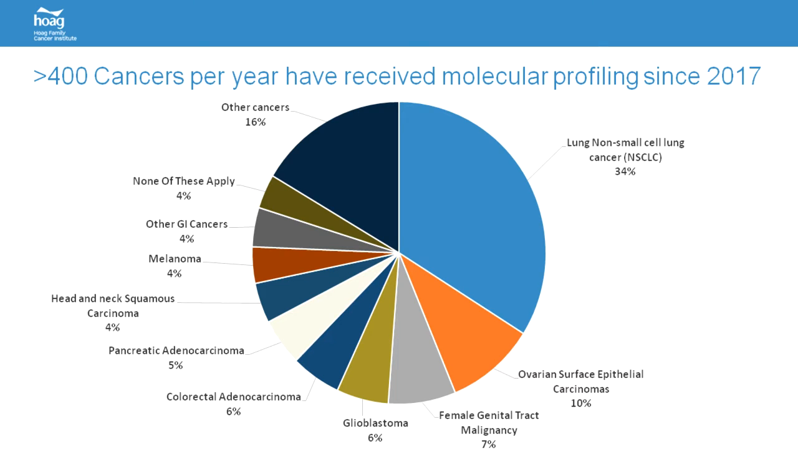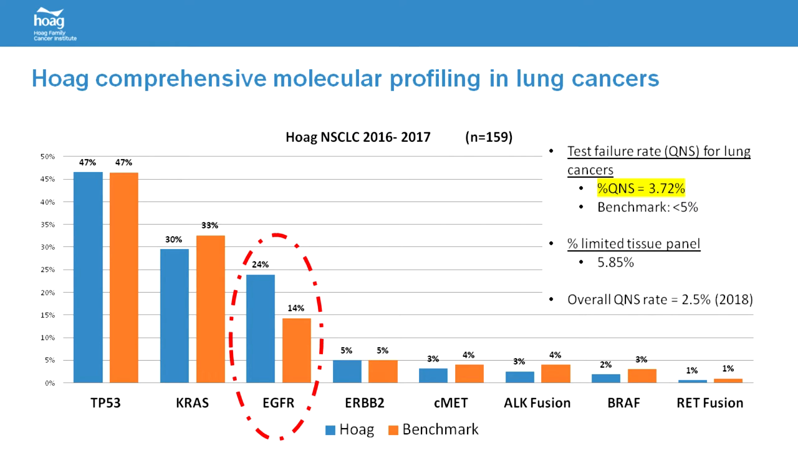As mentioned, we're doing a lot of reflex testing, but we also get a lot of other orders in for sequencing these cancers. 34% of them are lung cancers. The ovarian and other female genital tract cancers are second most common specific types, but we're also doing the colorectal cancers, pancreatic adenocarcinomas, melanomas. 16% of the cancers that are sequenced are other cancers that didn't fall into any specific category. So just one-offs, bladder cancers, renal cell carcinomas, things like that.